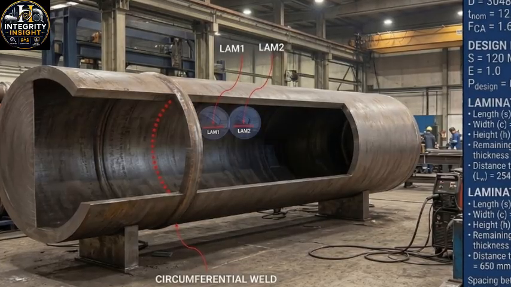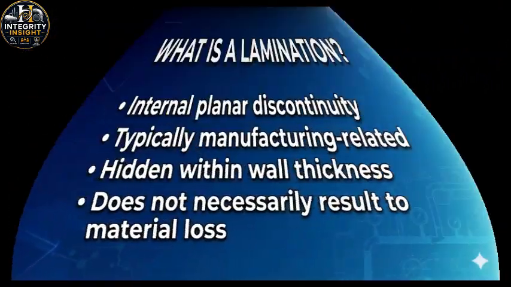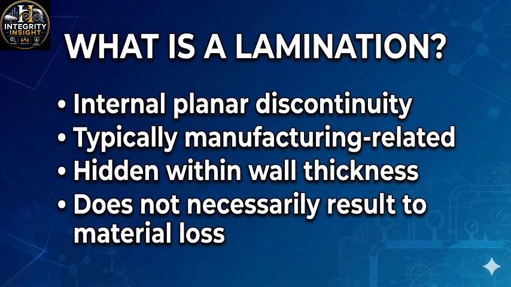Before making any decision, we need to understand what a lamination actually is. A lamination is an internal planar discontinuity typically introduced during manufacture of the plate material. Unlike corrosion, which removes material from the surface, a lamination remains hidden inside the wall thickness. Because these indications are internal, visual inspection alone cannot tell us whether they are acceptable or not.